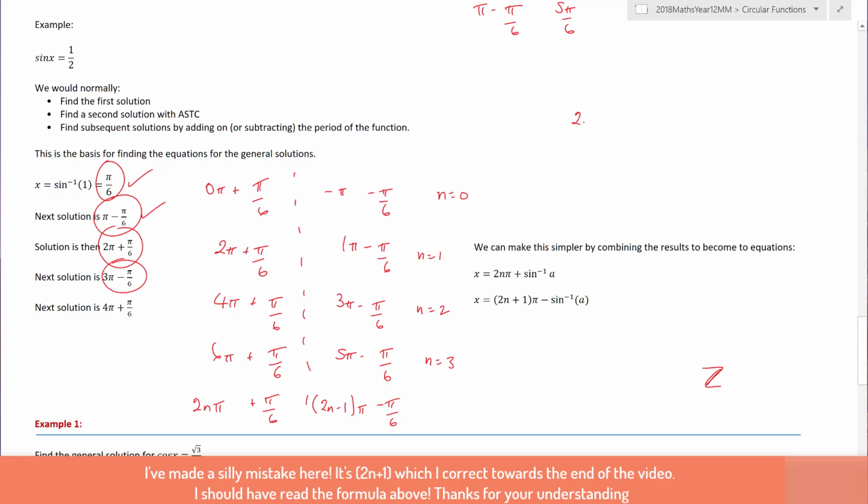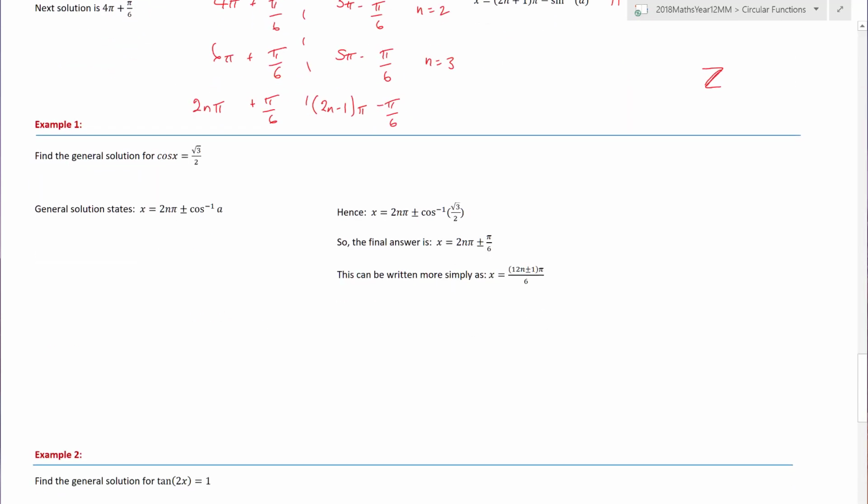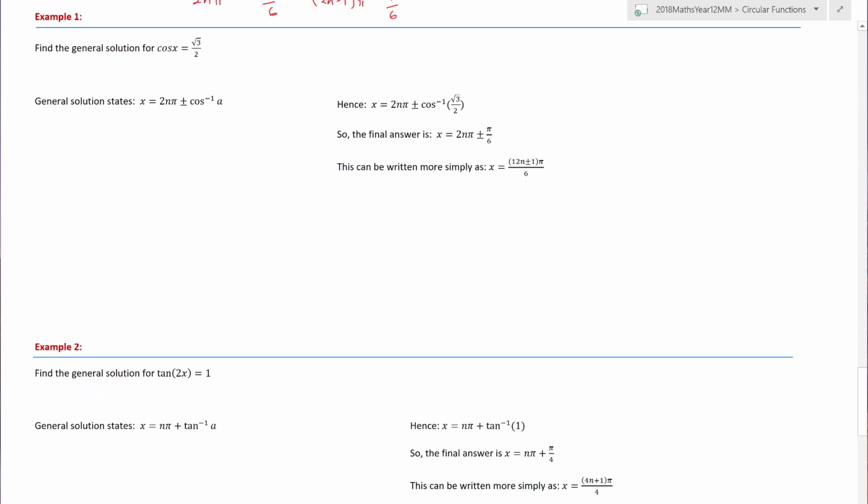Now, while I say here that we've got 2n pi plus pi on 6 and 2n minus 1 pi minus pi on 6, we don't want that pi on 6, do we? Because that's for specifically this question. So that would be replaced by 2n pi plus sine to the minus 1 of a, and, not or, 2n minus 1 pi minus sine to the minus 1 of a, which are these 2 equations here. So tan has 1 equation, cosine has 1 equation, sine has 2. How on earth do we use this stuff? Well, we use it like magic. Not really.